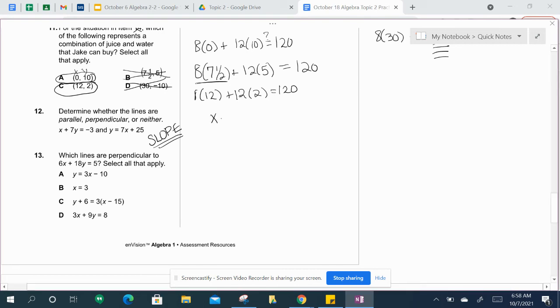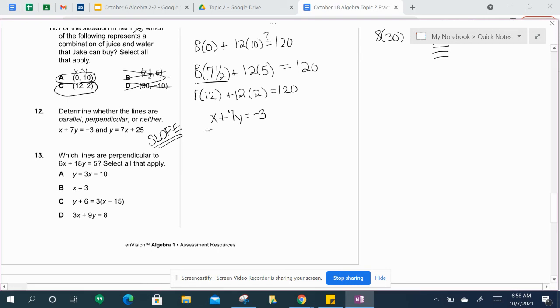So starting with the first one, I've got x plus 7y is equal to negative 3. Guys, this one is written in standard form, and standard form does not tell me slope. So I need to change this to a different form in order for me to determine what the slope is. So I think the easiest is to change it to slope-intercept form.